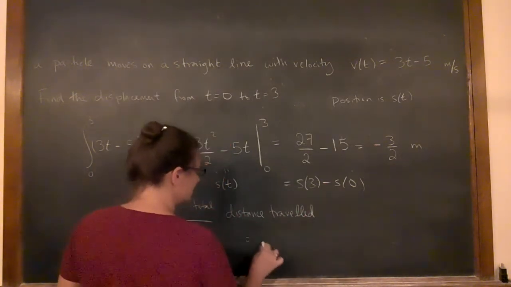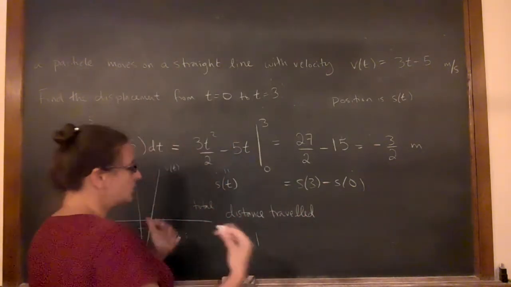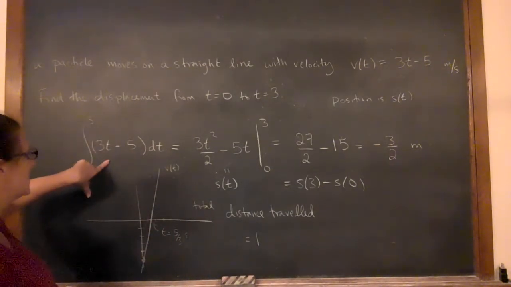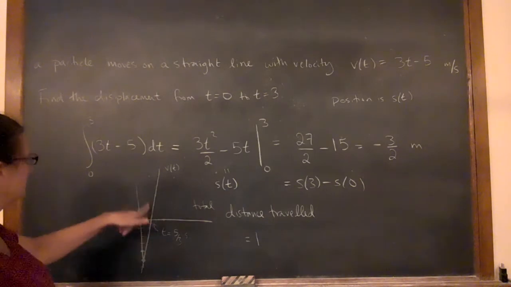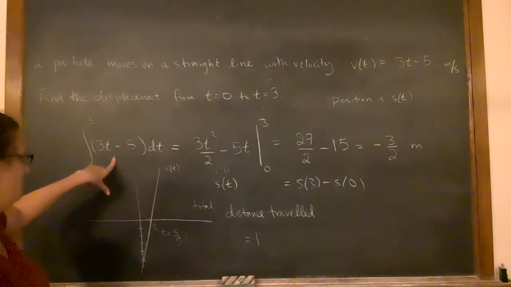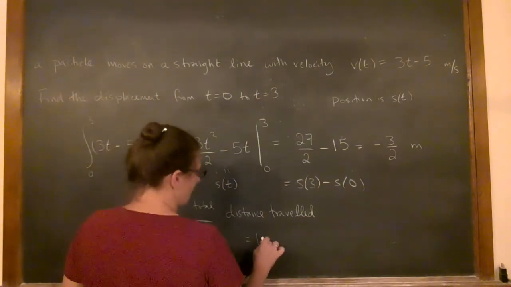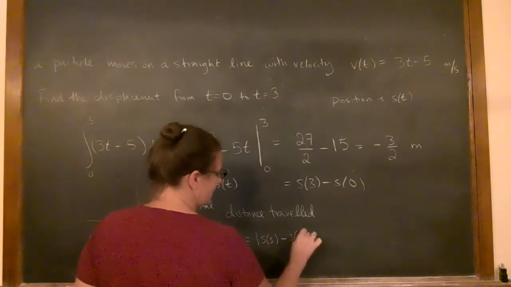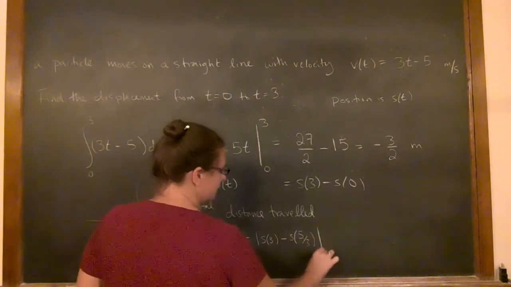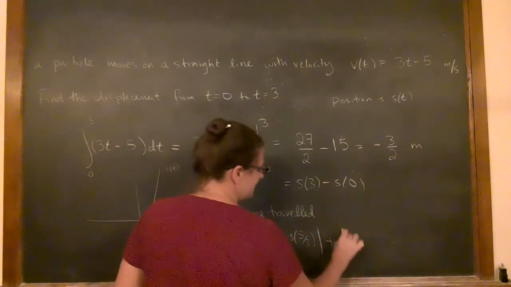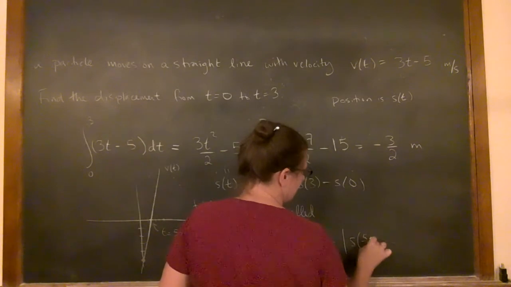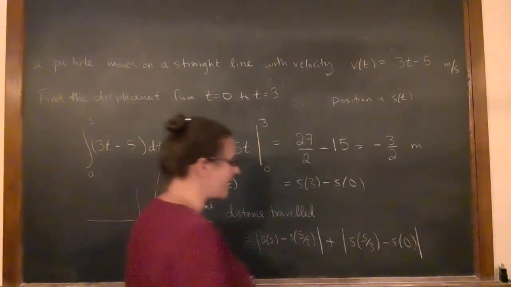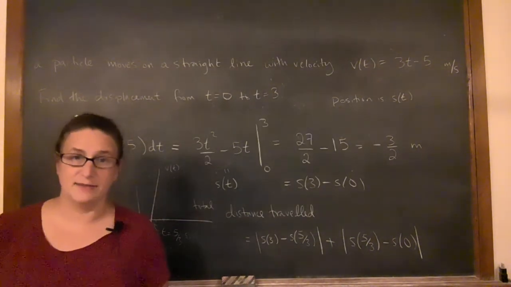So then I would do, and we found, when do we change? We change where this velocity is 0, right? Where it crosses the axis. So clearly that's at 5/3, right? So I'm going to take the amount of time I'm traveling forward, in absolute values, and then I'm going to add the amount of time I was traveling backwards. So that's how you would have to do it to find the distance traveled.